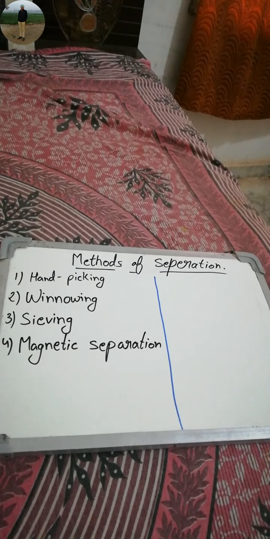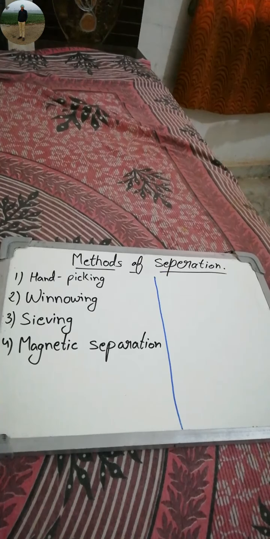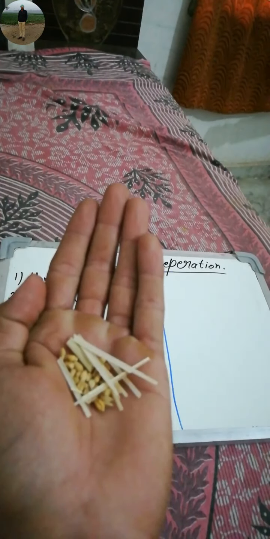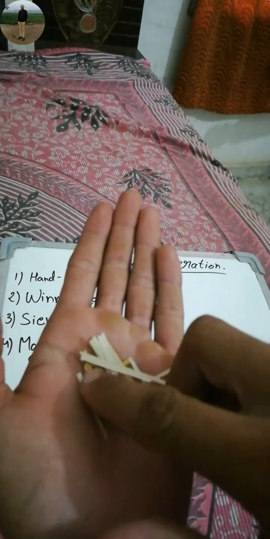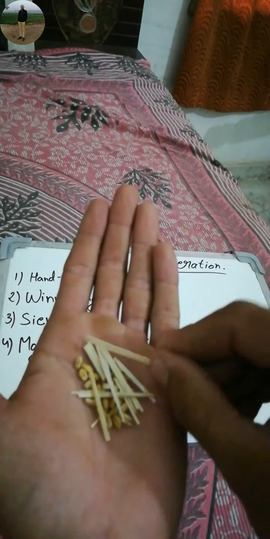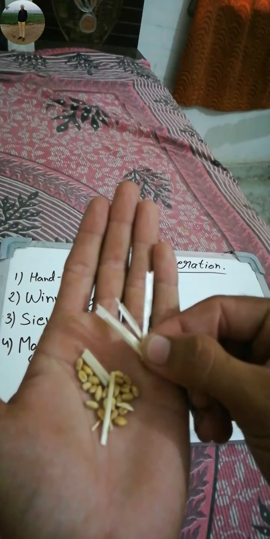Now the second method is winnowing. In winnowing we use the wind to separate the heavier and lighter solids. Now I am gonna show you. You can see in my hand I have 2 components. One is wheat grain and one is this light one. This is called the husk or chaff.